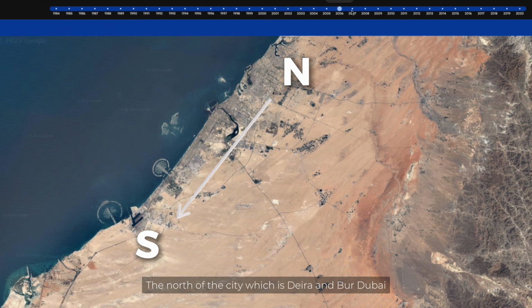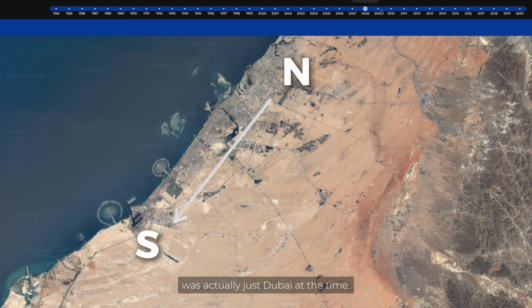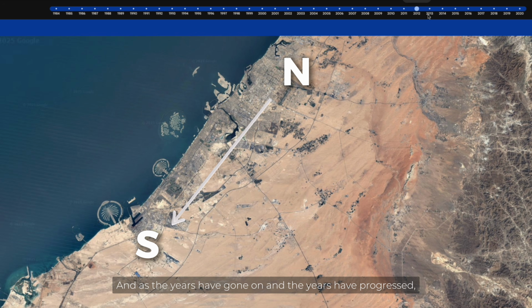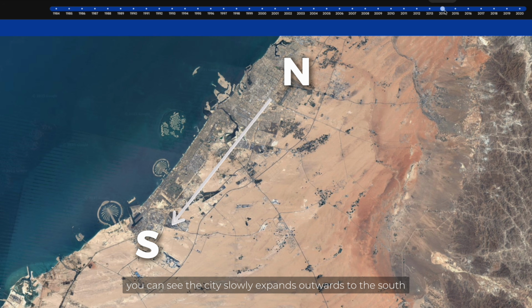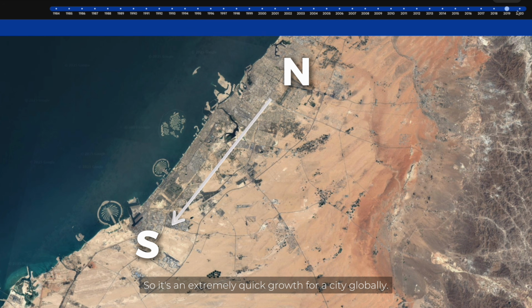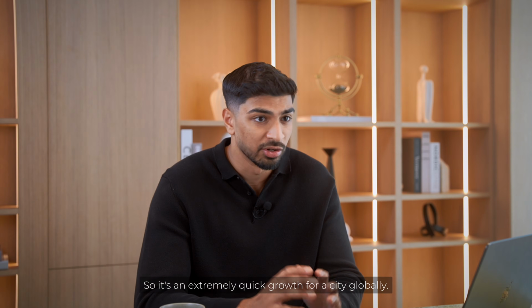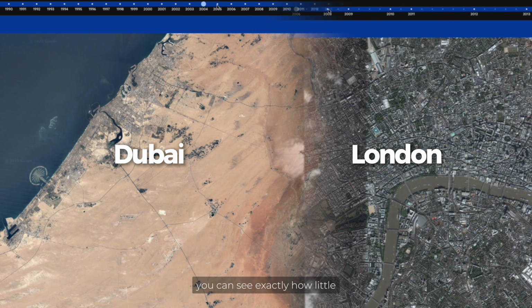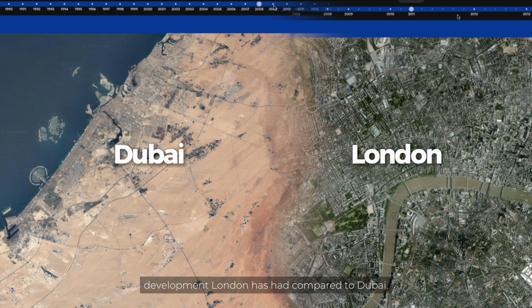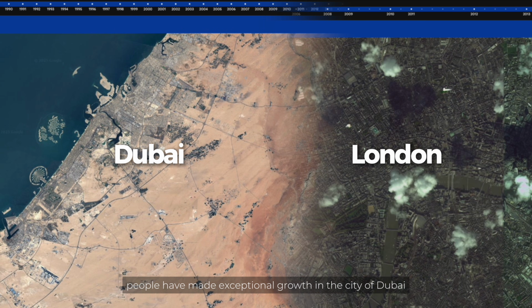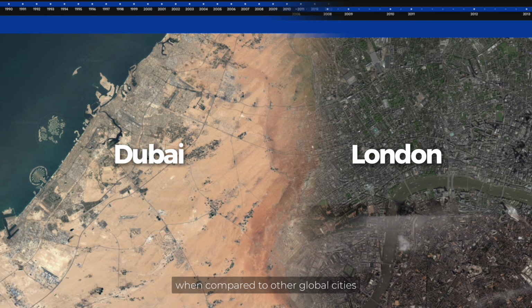The north of the city, which is Deira and Bur Dubai, was actually just Dubai at the time. As the years have progressed, you can see the city slowly expands outwards to the south to where we are today, as the city looks like this currently. So it's an extremely quick growth for a city globally. If you compare London to how Dubai has grown, I'll put them side by side, you can see exactly how little development London has had compared to Dubai.